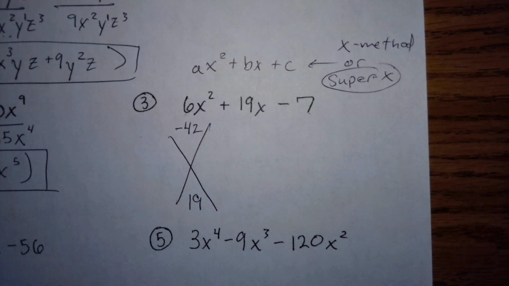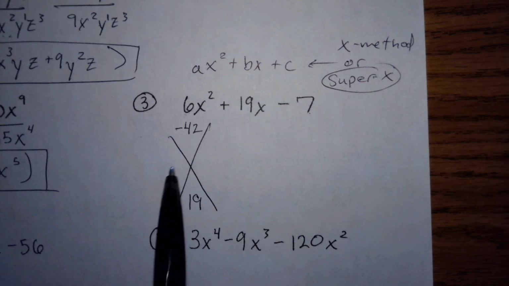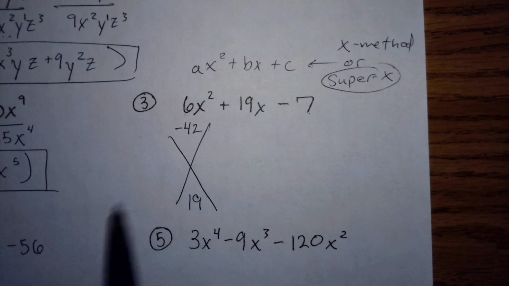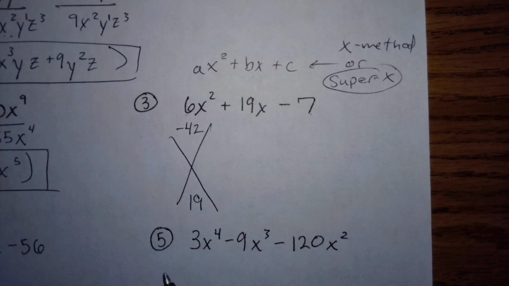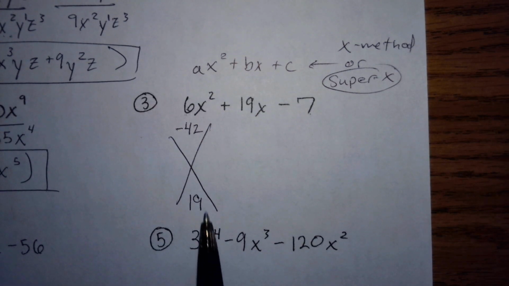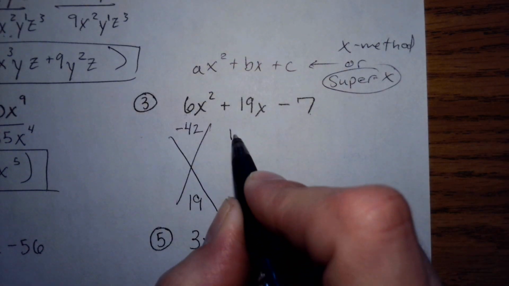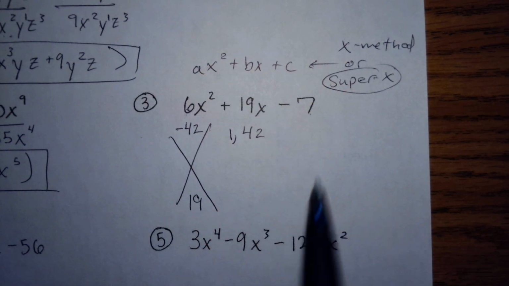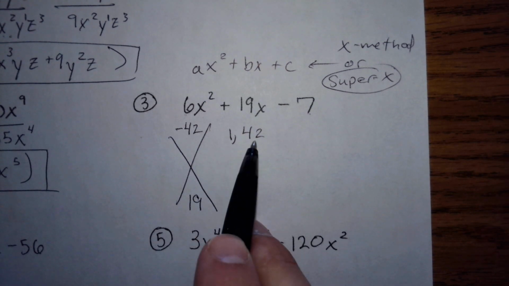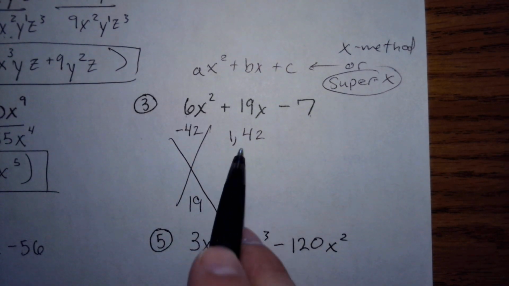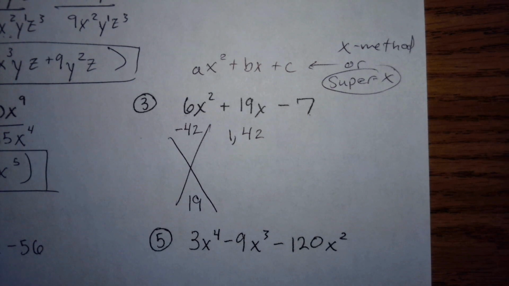Now in this one, I don't know right away. Like my first thought is 42, 6 times 7. But 6 times 7 doesn't work because it doesn't add or subtract to 19. So what I immediately do when my first guess doesn't work is I start out with 1 and 42. If I add these, I get 43. If I subtract them, I get 41. So this doesn't work out.